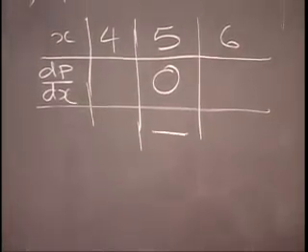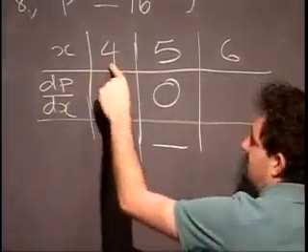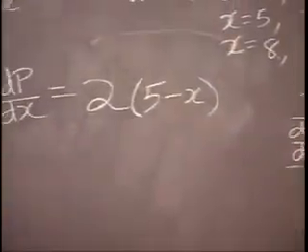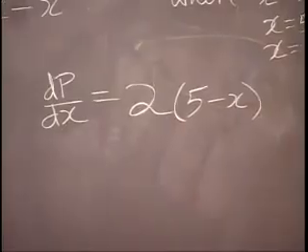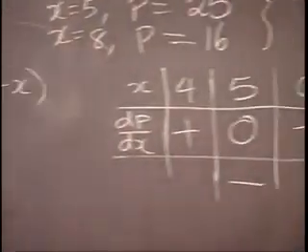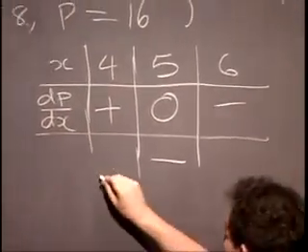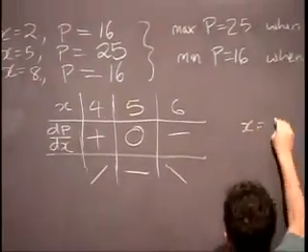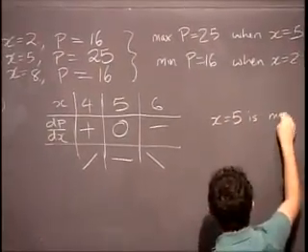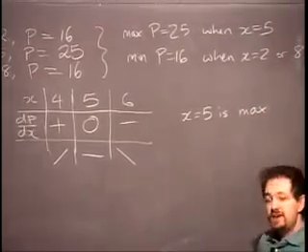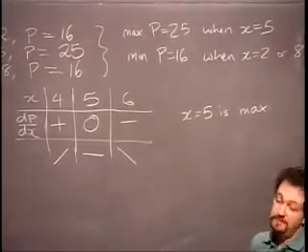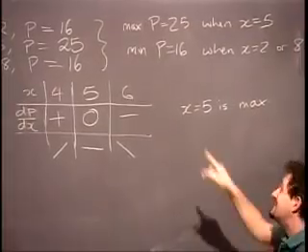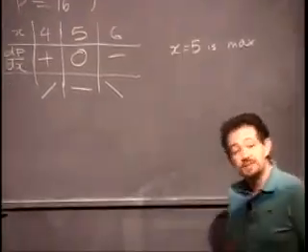So dp dx here, we only care about the sign of it. When x equals 4, 5 minus x is positive, so this is positive. And when x equals 6, 5 minus x is negative, so that's the table of signs. The slope is upwards here, the slope is downwards here, and actually, yes, x equals 5 is a maximum. So that tells us the maximum value is when x equals 5. It doesn't tell you what the maximum value is. You have to plug it in and find out that p equals 25 in that case.